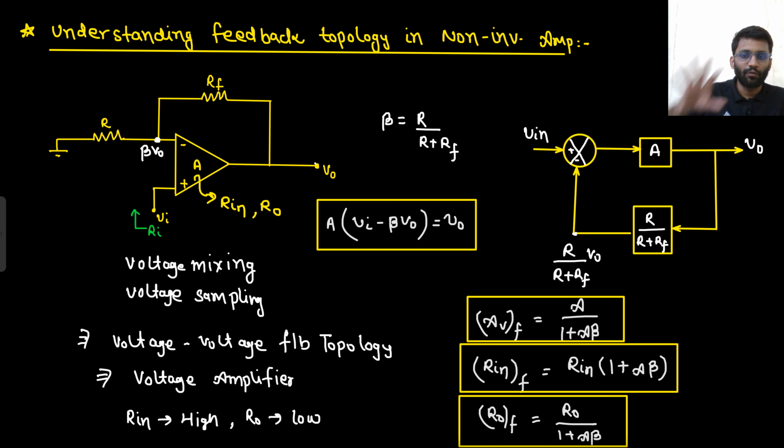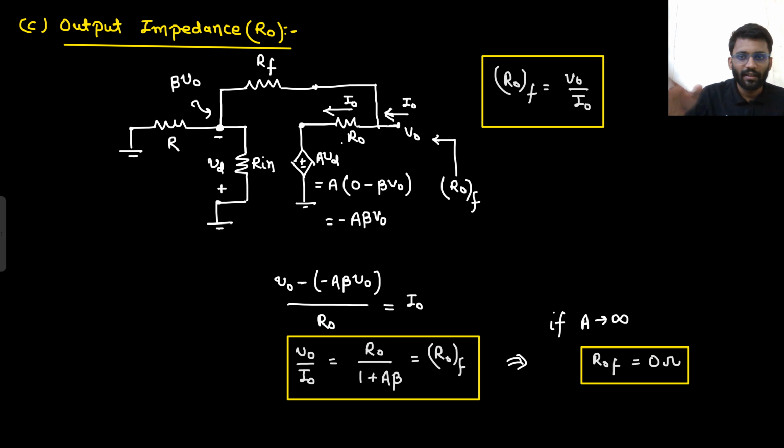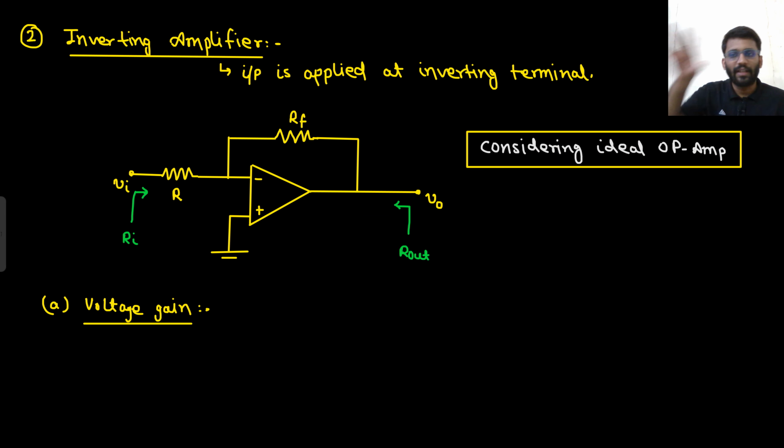So here it was the case of voltage amplifier. We know all those things: voltage gain A upon 1 plus A beta, input resistance, output resistance, everything we calculated, for the ideal case as well as the non-ideal case. The same kind of analysis we are going to do for the inverting amplifier now. Why is it called inverting amplifier? Because input is applied at the inverting terminal. This is the inverting terminal.